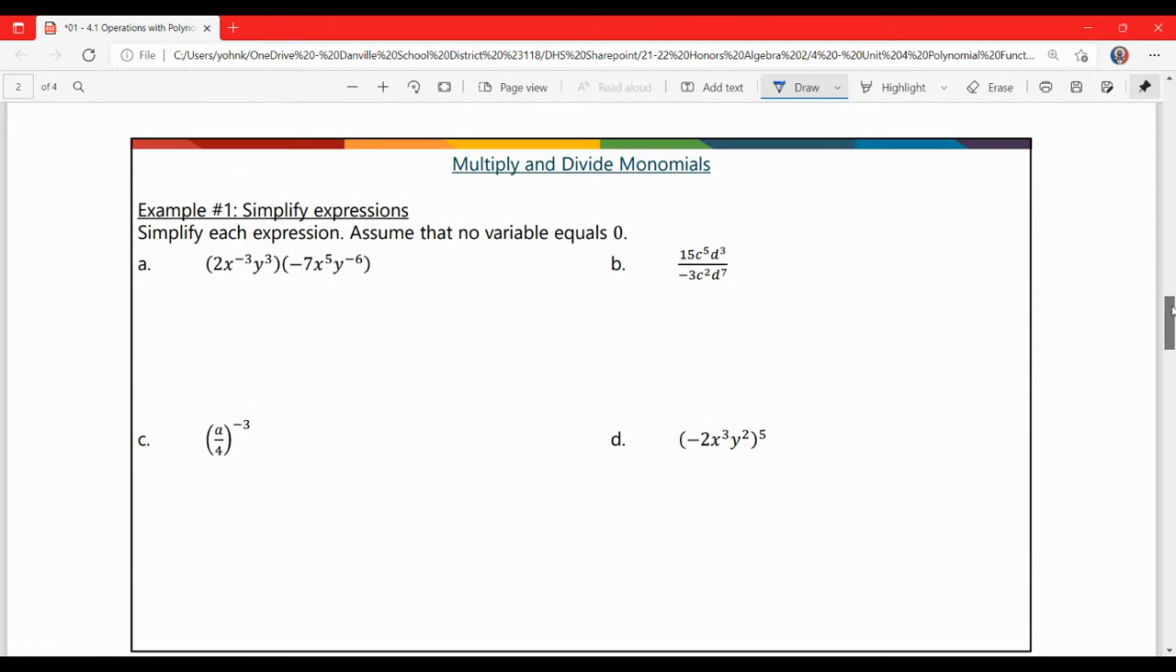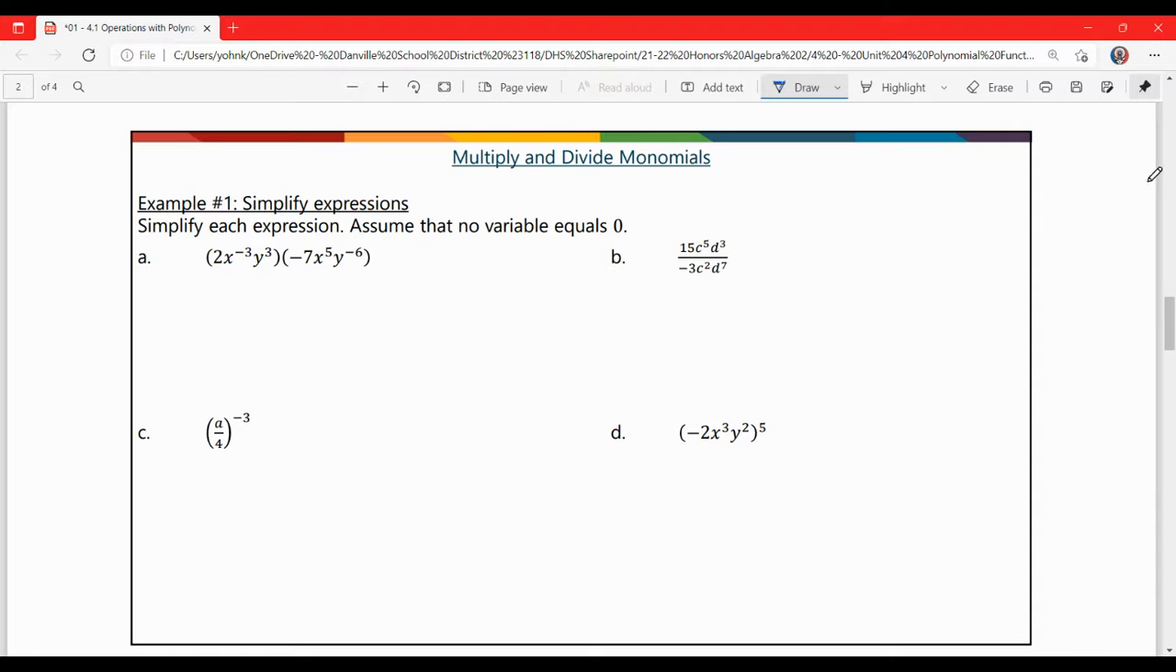All right, example number 1, simplify expressions. Assume that no variable equals 0. If we're looking at letter A, I can multiply the numbers with the numbers. So 2 times -7 is -14. Then I can simplify and multiply my x's. So x to the -3 and x to the 5th, I can multiply. And when I multiply, I add the exponents. So -3 plus 5. And then with the y's, I have y to the 3rd minus 6. So if I simplify this, it gives me -14, x to the 2nd, y to the -3rd.